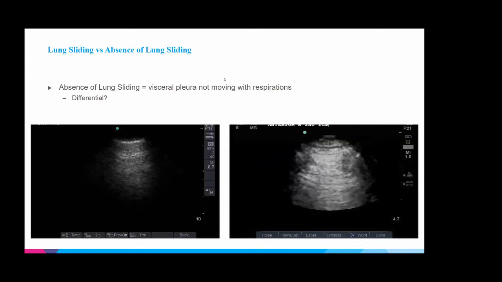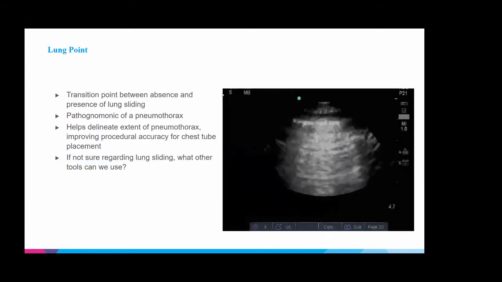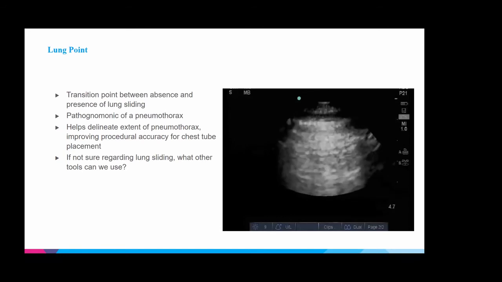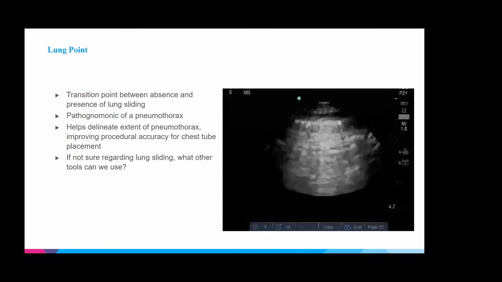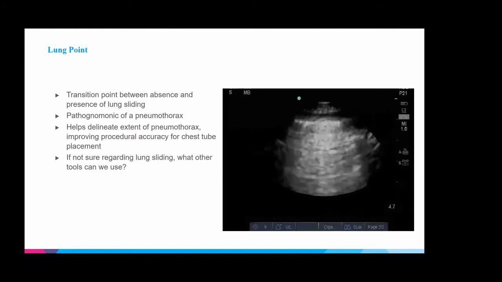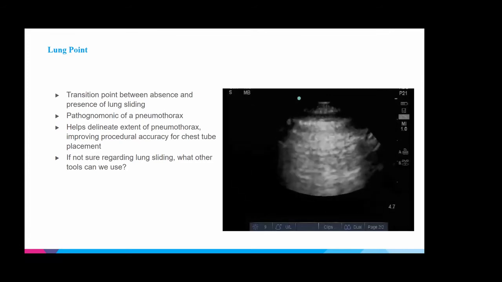All right, this next slide will look familiar to anyone who did cycle 2 of the SimLab. So this is our lung point, right? This is our transition point between the absence and the presence of lung sliding. As opposed to when you just see an absence of lung sliding by itself, this finding is pathognomonic of a pneumothorax. And why is it important?